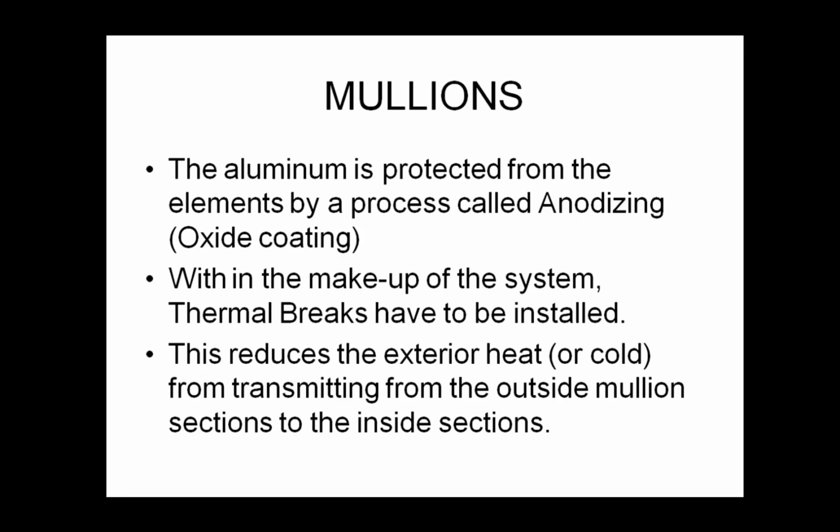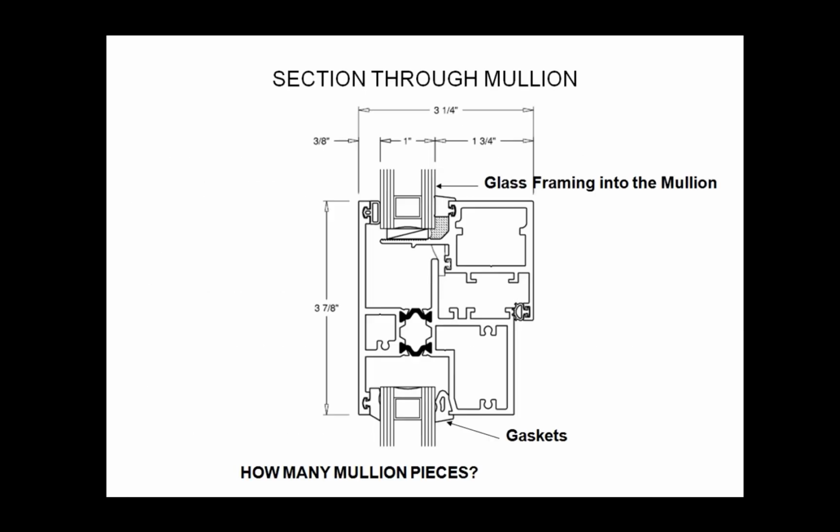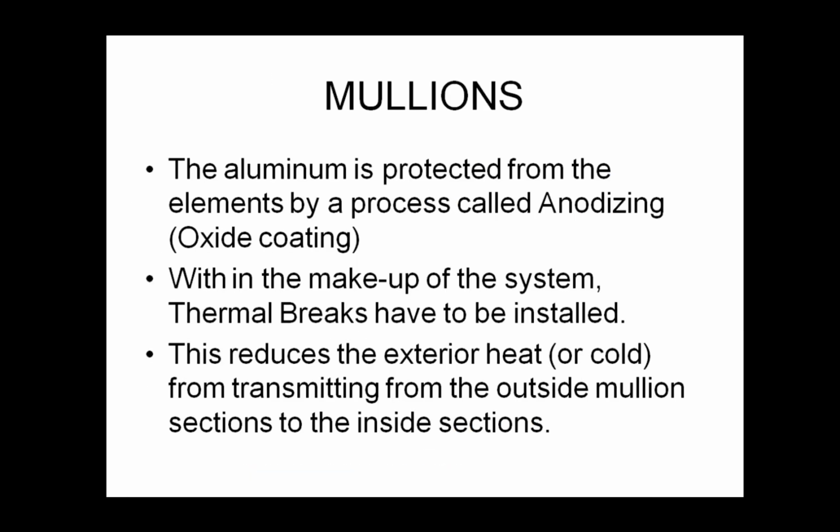Okay, and then the fact that when you see the detail, there's air gaps in between. Right, you see where that aluminum cover is that goes on the outside or the exterior, and then there are air gaps in between. What that does is it reduces the exterior heat or cold from transmitting from outside the mullion through the inside section. So it's almost like an insulating layer, similar to a double glass pane with the air in between.